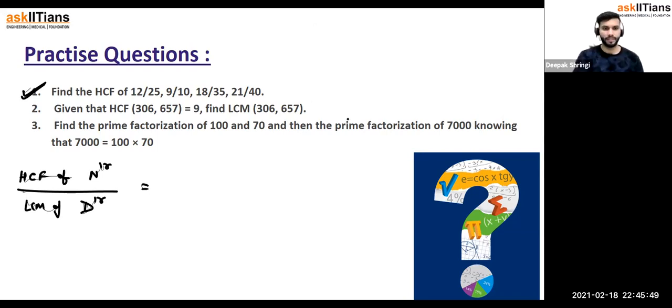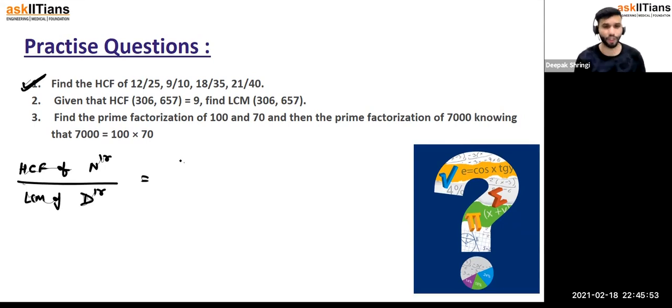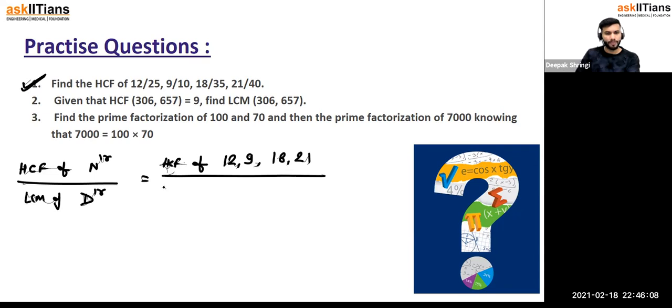Okay, so let's do it then. We need to find the HCF of the numerator and the LCM of denominator, right guys? So what is the HCF of 12, 9, 18 and 21, right? And in the denominator, you have to write what? LCM of the denominators, and that is 25, 10, 35 and 40.